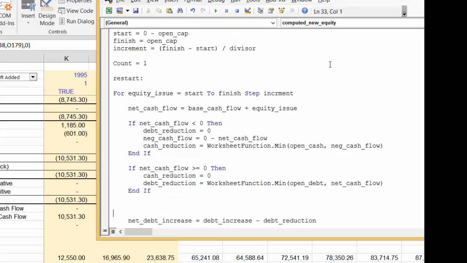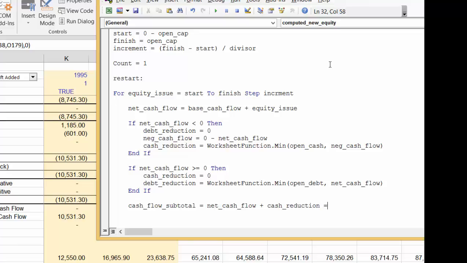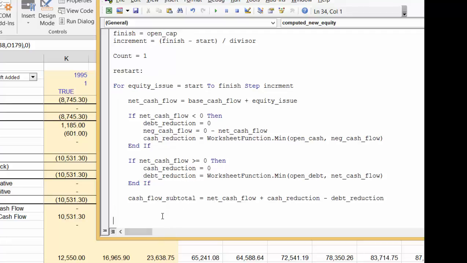Okay, and then we can get a cash flow subtotal equals net cash flow, and then what we do is we add the cash reduction minus the debt reduction, and that's right here. Right here. Okay, and that's what this is. And then we can keep going.